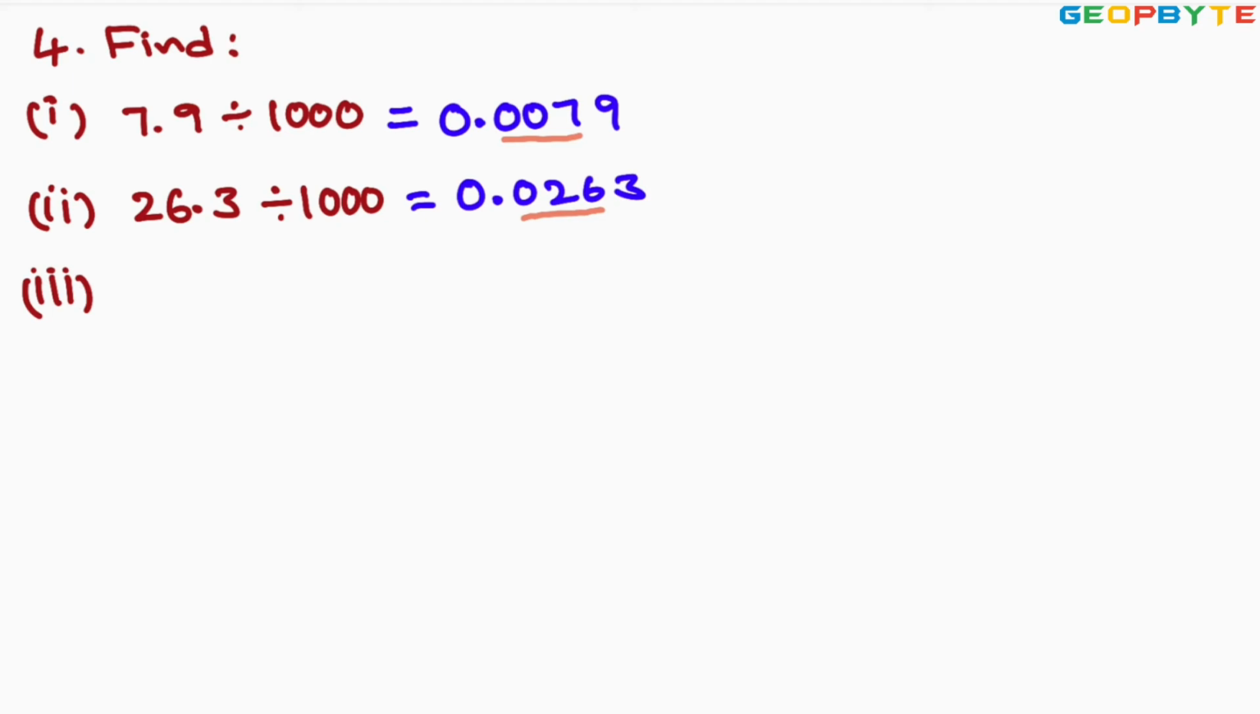Third one, 38.53 divided by 1000. On dividing a decimal by 1000, the decimal point is shifted to the left by 3 places. We have 38.53. If we shift the decimal point towards left by 3 places, then we'll be getting 0.03853.